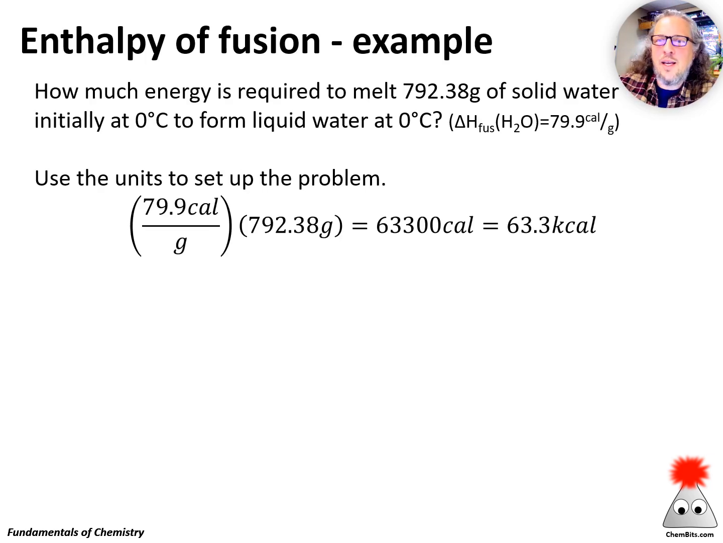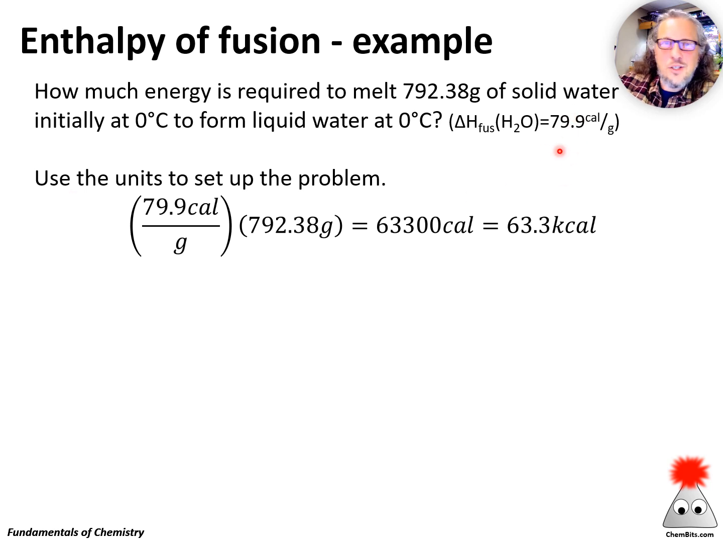All right, let's look at an example. How much energy is required to melt 792.38 grams of solid water initially at 0 degrees C to form liquid water at 0 degrees C? So again, we have no temperature change happening here. This is just the phase change. This is just changing from solid water to liquid water. We look at that with delta H, an enthalpy of fusion for water. The enthalpy of fusion for water is 79.9 calories per gram.